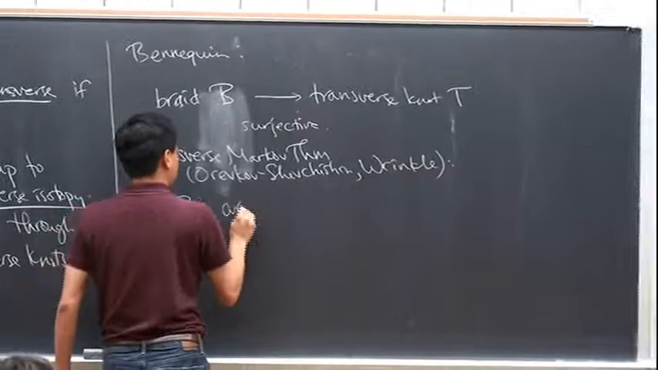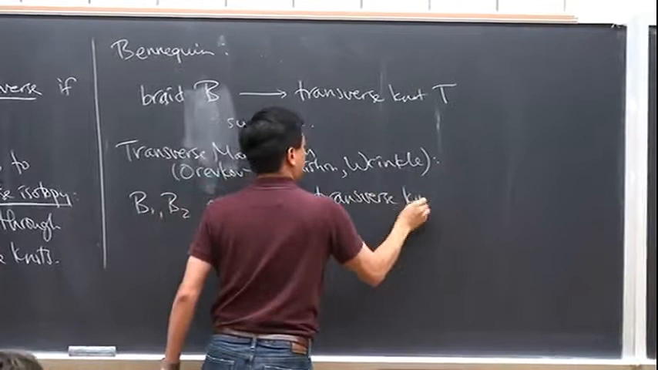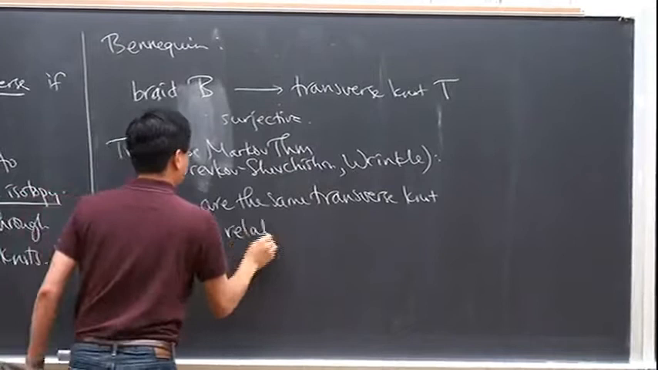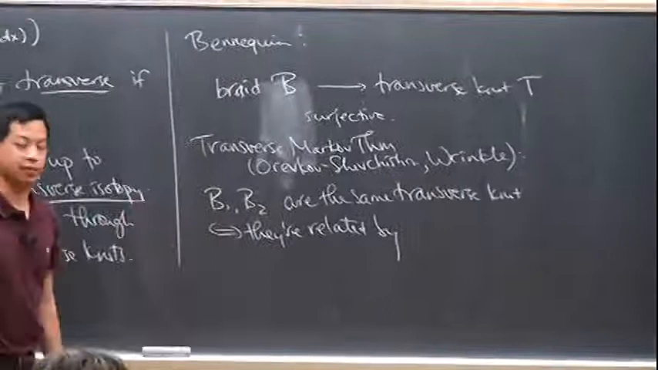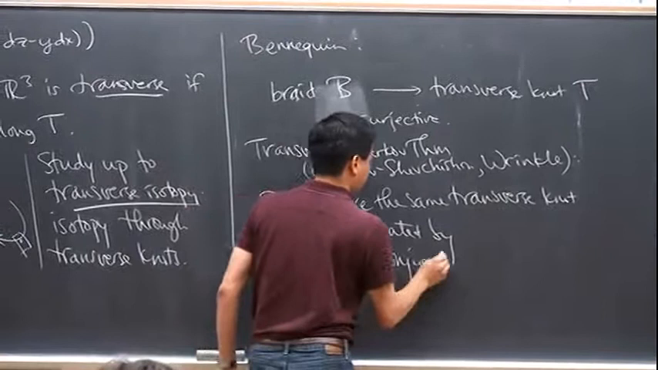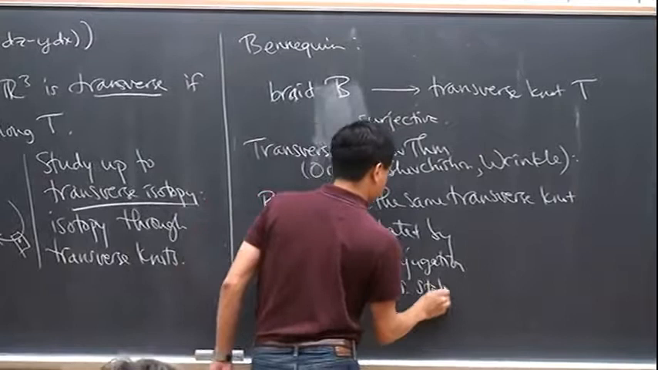if and only if they're related by some moves. If they're the same smooth knot, then they're related by some sequence of Markov moves. For them to be the same transverse knot, there's some subset of those. The relevant Markov moves are conjugation in the braid group and positive stabilization and destabilization.